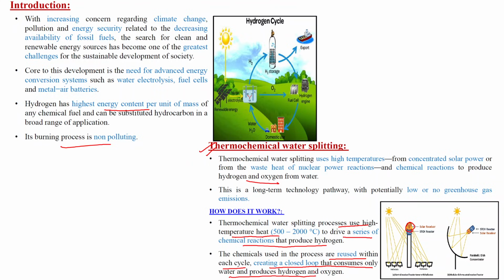So the various chemicals used in thermochemical water splitting are reusable, and with each cycle they are used again. That's why it is creating a closed loop, and it is only using water as fuel and produces hydrogen and oxygen.